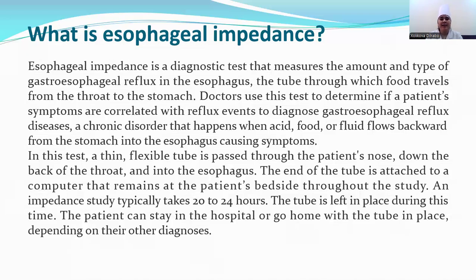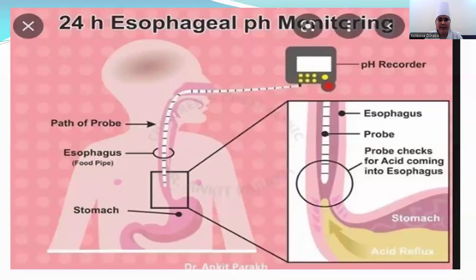In this test, a thin, flexible tube is passed through the patient's nose, down the back of the throat, and into the esophagus. The end of the tube is attached to a computer that remains at the patient's bedside throughout the study. An impedance study typically takes 20 or 24 hours. The tube is left in place during this time. The patient can stay in the hospital or go home with the tube in place, depending on their other diagnosis.